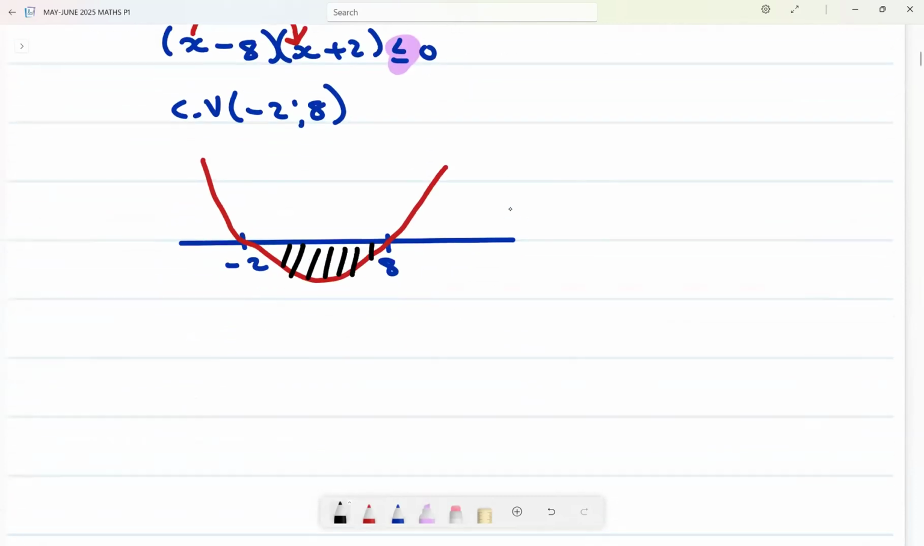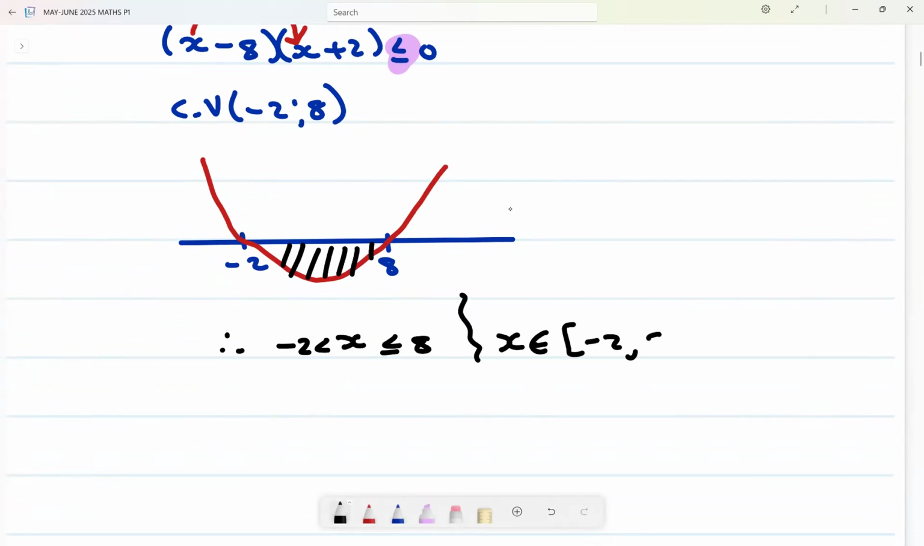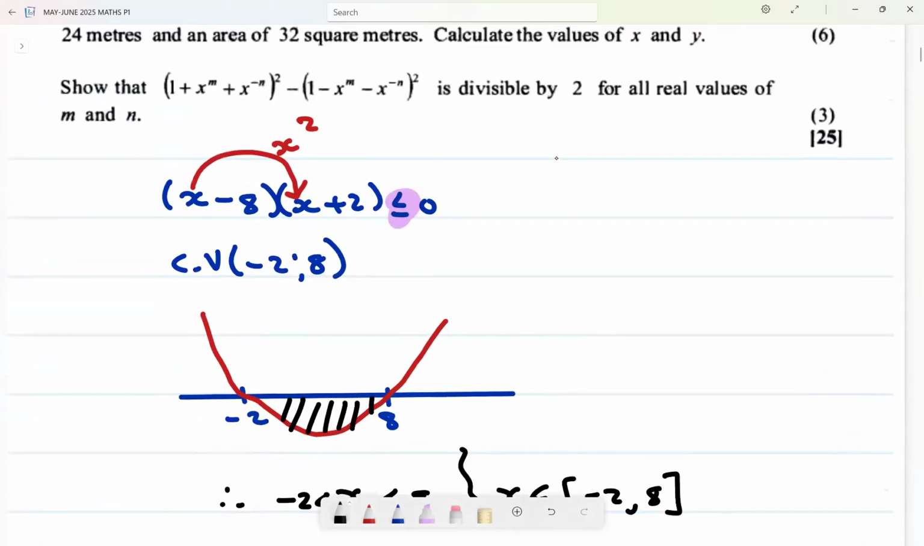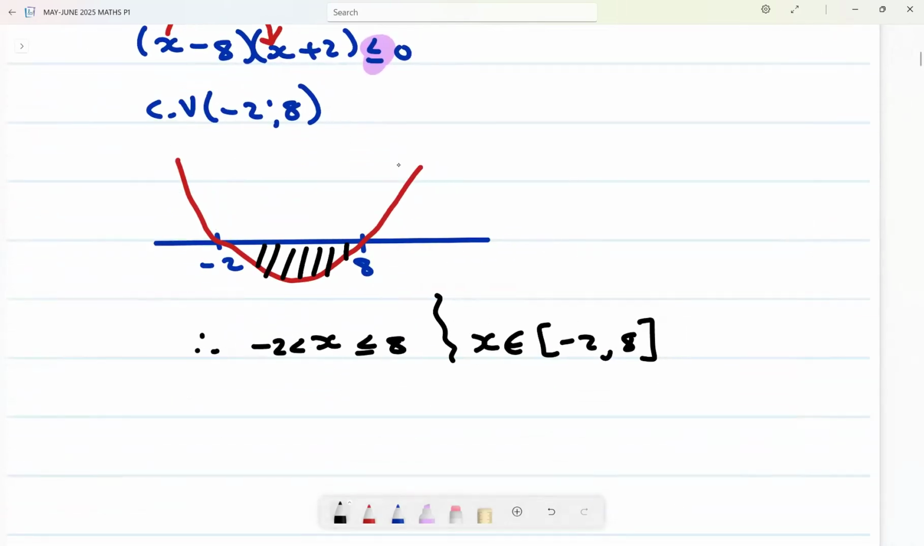Therefore x is between negative 2 and 8. I prefer writing it like this: x is an element of [negative 2, 8]. Either of the answers is correct. Okay, some of you use this method.